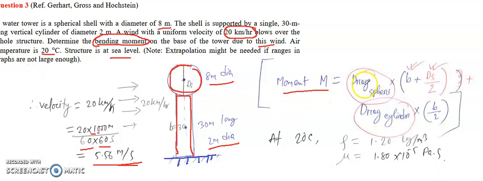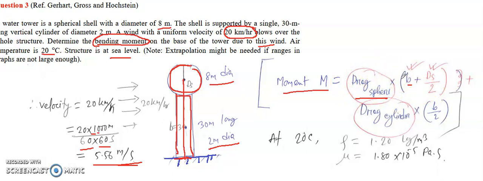You see here I wrote the formula. The moment M is the drag force of this sphere times the distance. We are going to calculate the moment due to this sphere. The drag force is the acting force here. What should the distance be? This is the base, and this is the center, the centroid. So it should be half of this, ds over 2, plus this length b. So this is how we get the moment for the sphere.